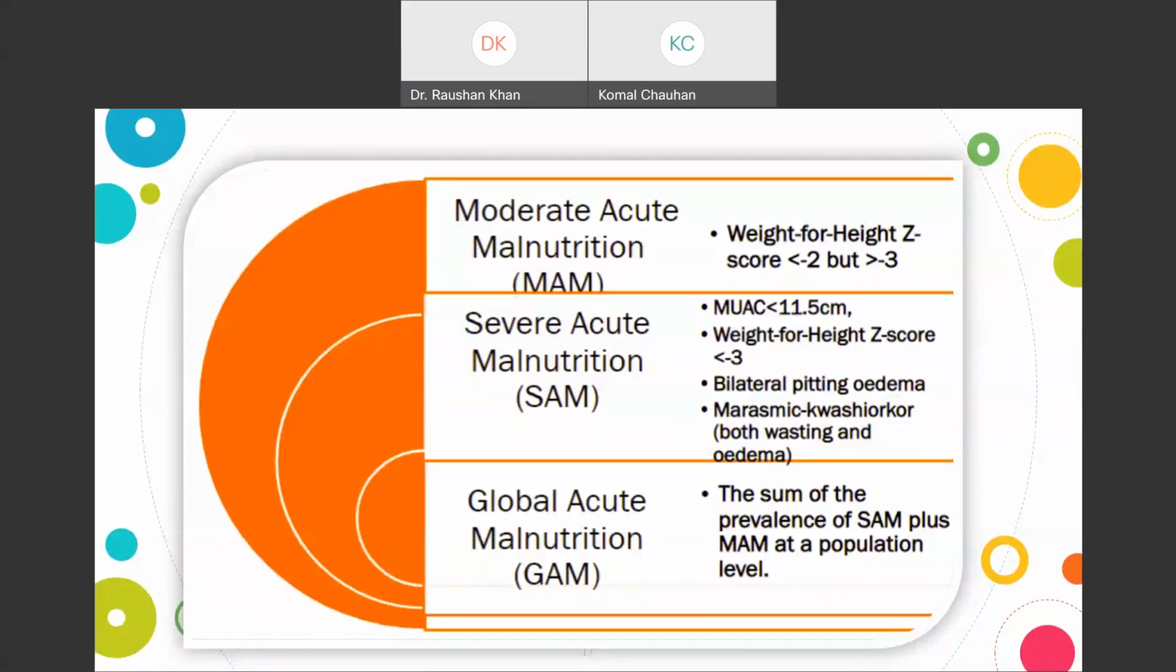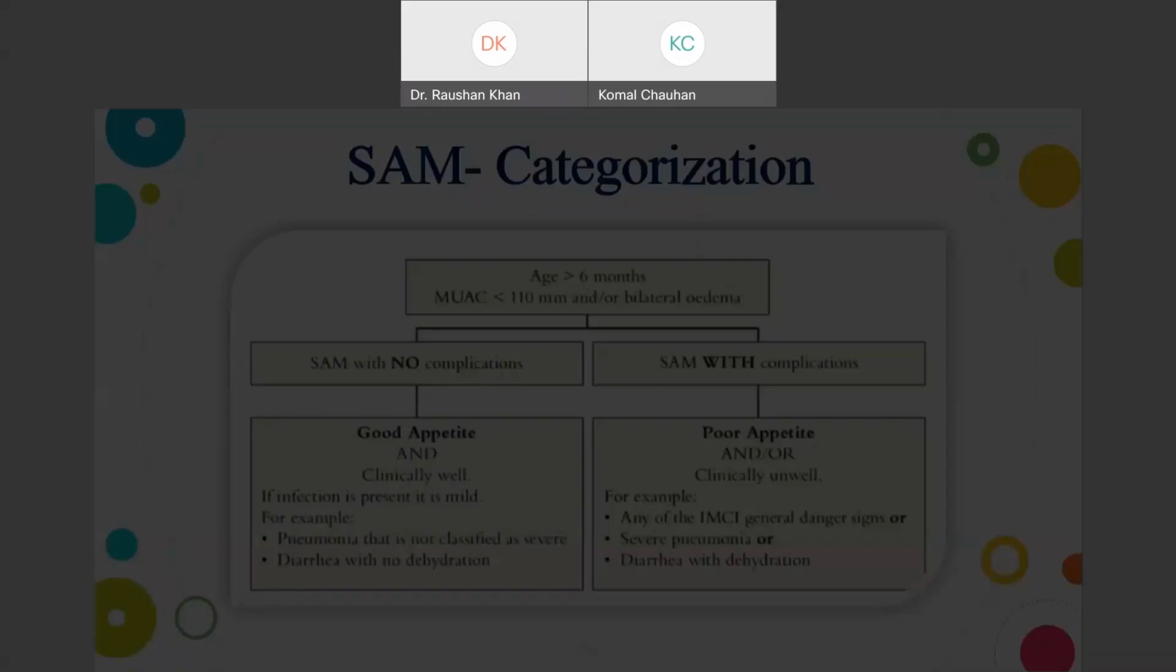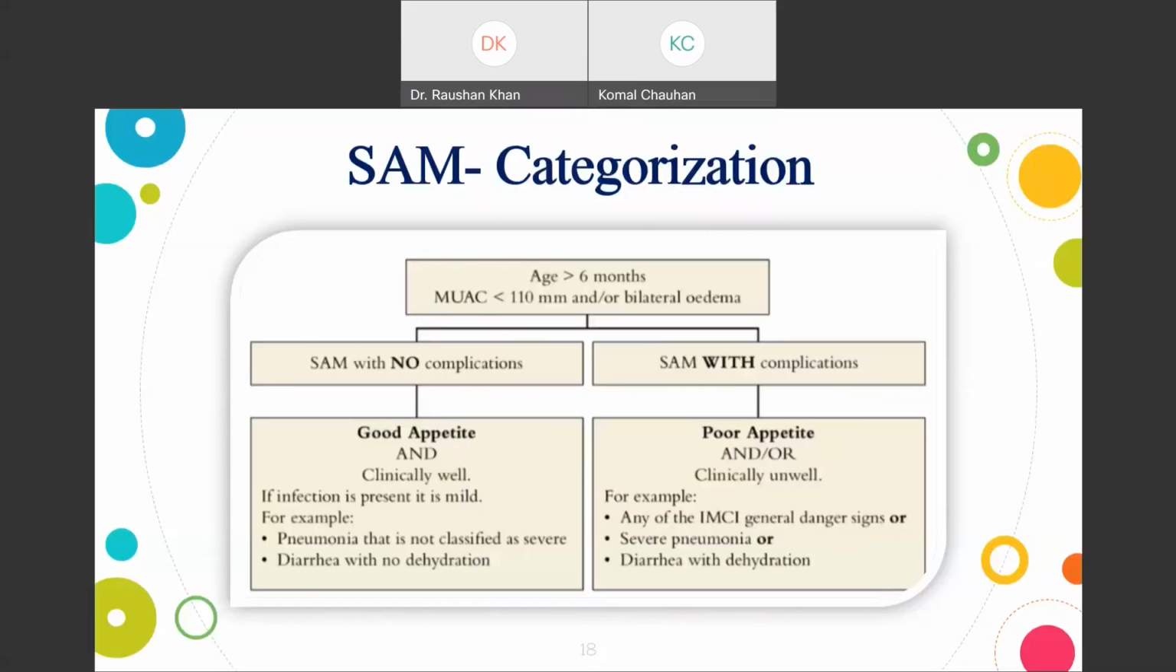Now, this term has been introduced by WHO, that is global acute malnutrition. It is basically the sum of both the categories, MAM and SAM, the sum of prevalence of SAM plus MAM at the population level. It is a global term which is now able to represent malnutrition on the whole. This is the categorization for SAM, severe acute malnutrition.